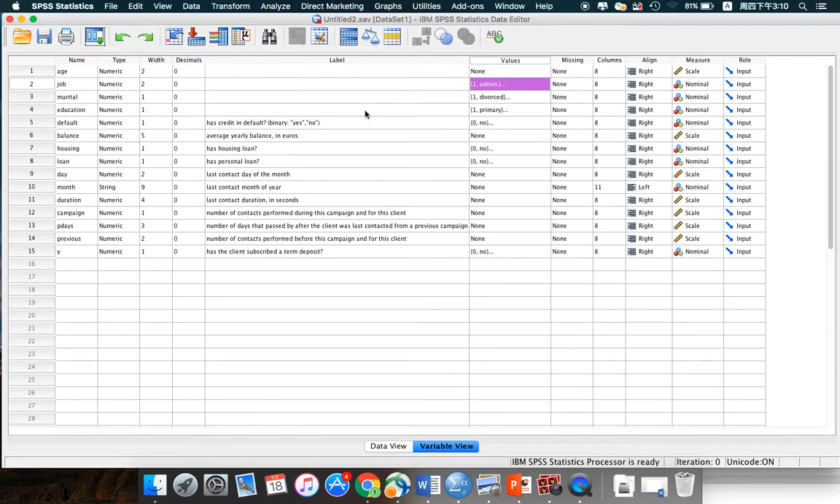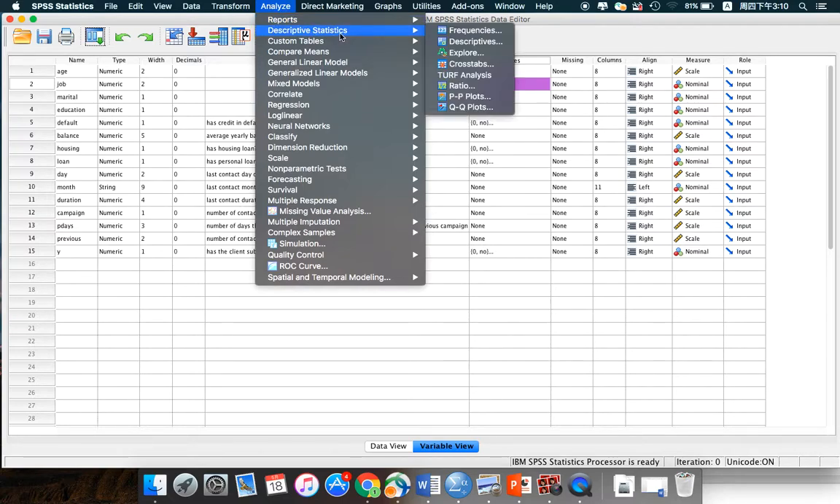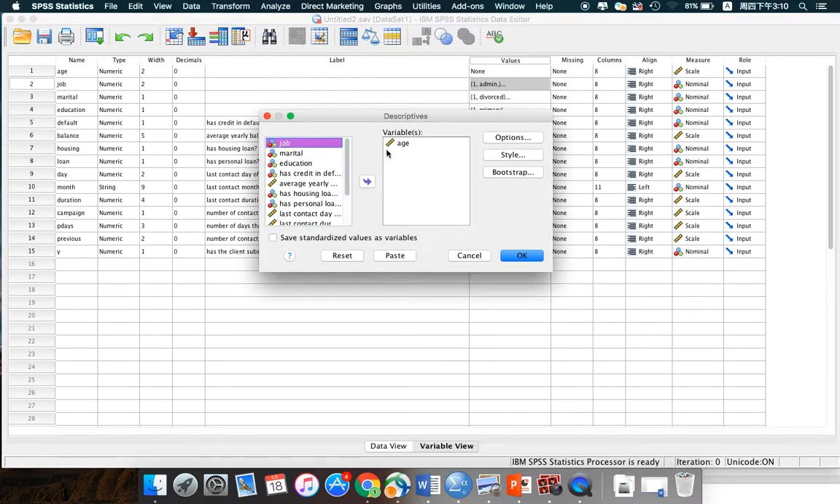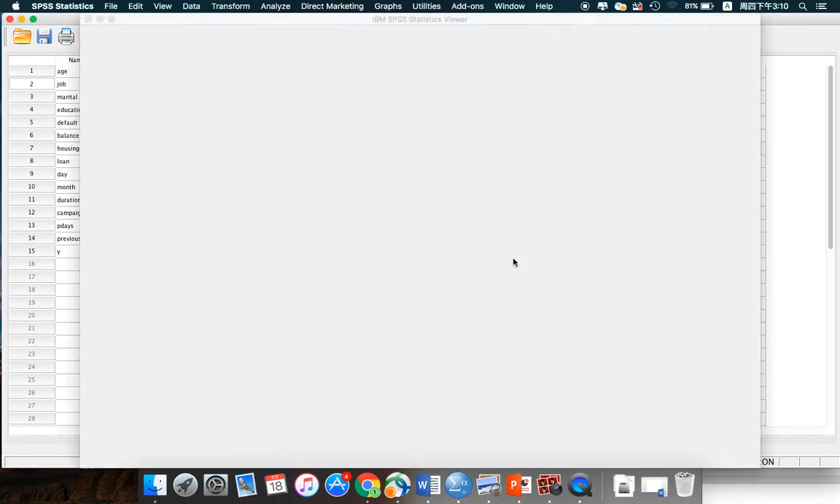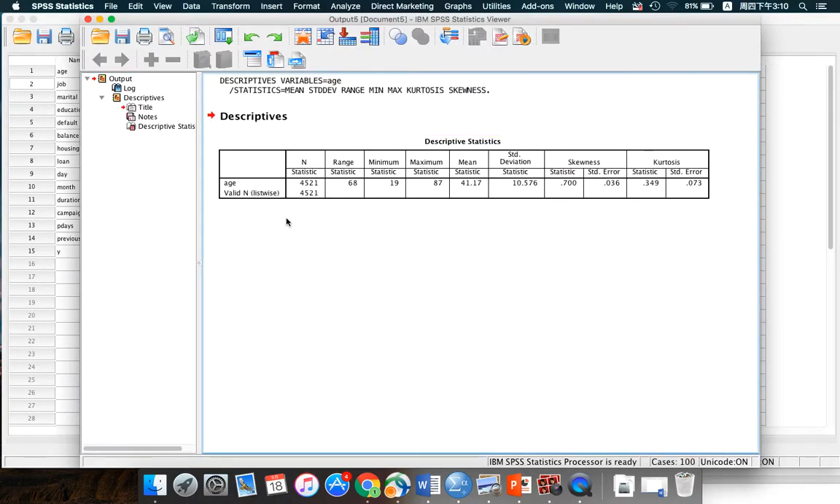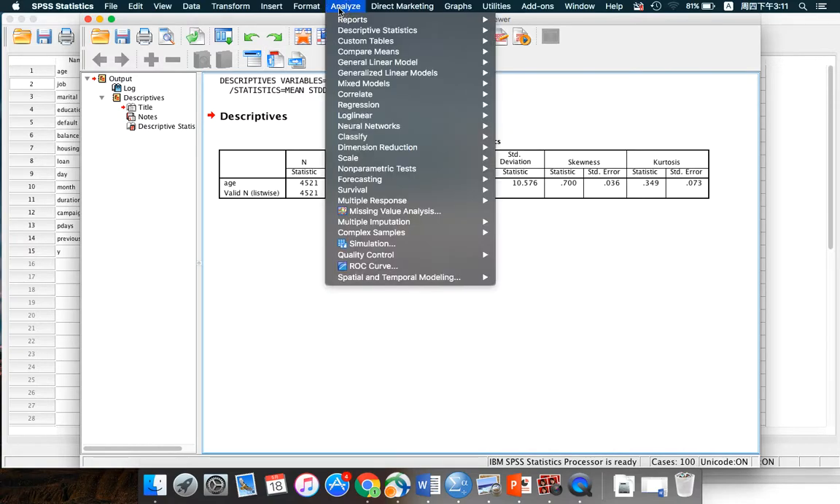To get a better understanding of the demographics, we first run descriptive statistics on their age to know their age range. So move age here. We can see that we have around 4,521 participants, the minimum age is 19, the maximum age is 87, the range is 68, and we also get the standard deviation and the mean age. This is what we can get from descriptive analysis.